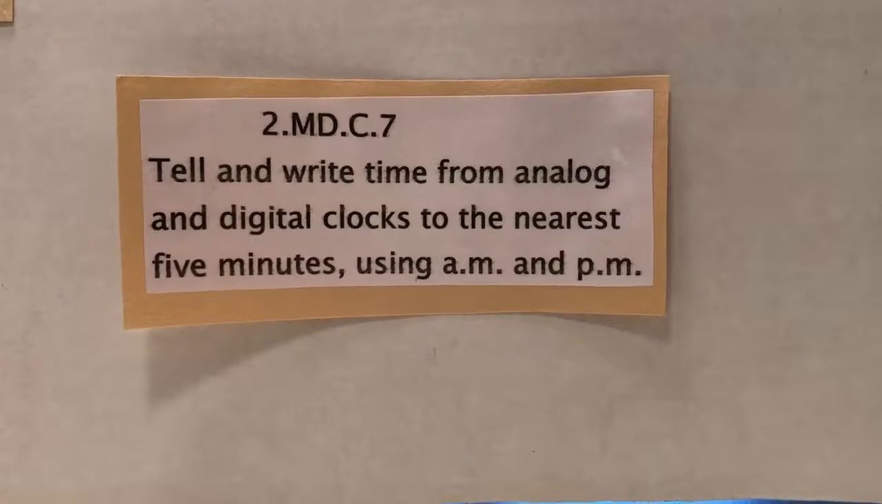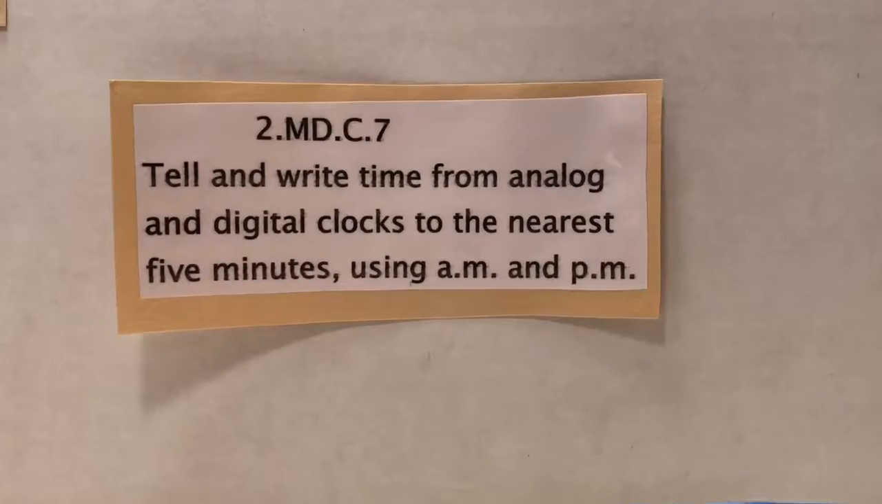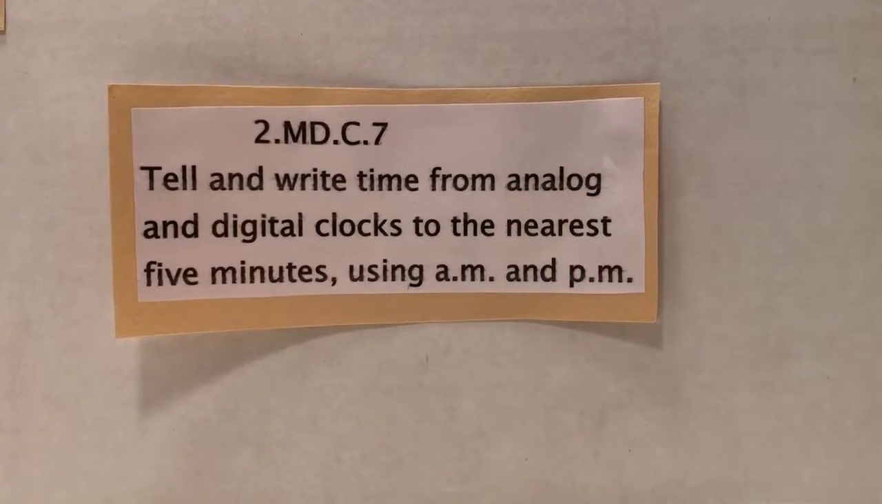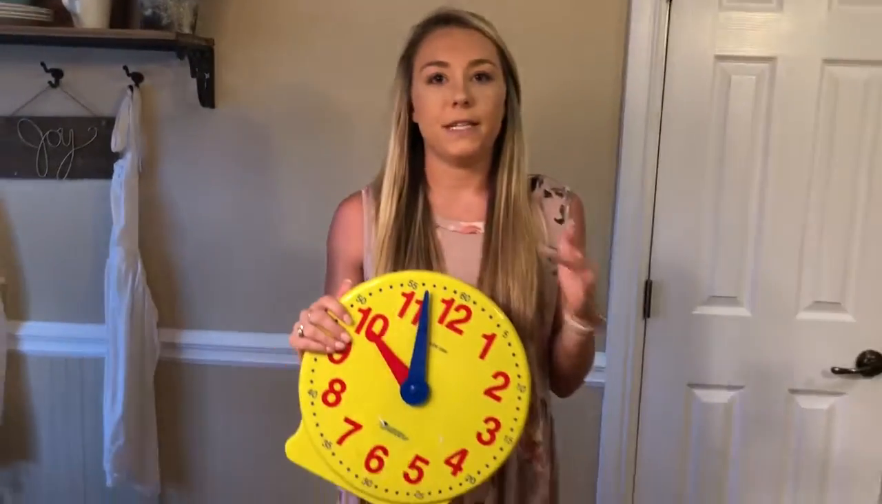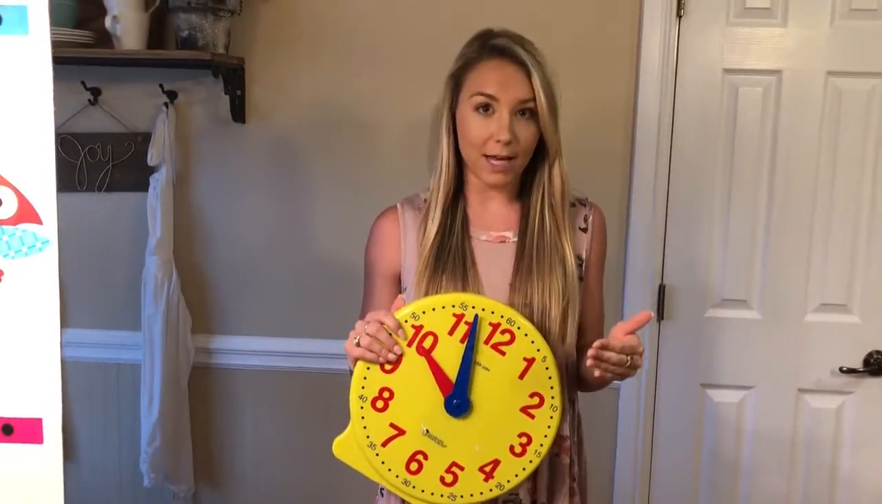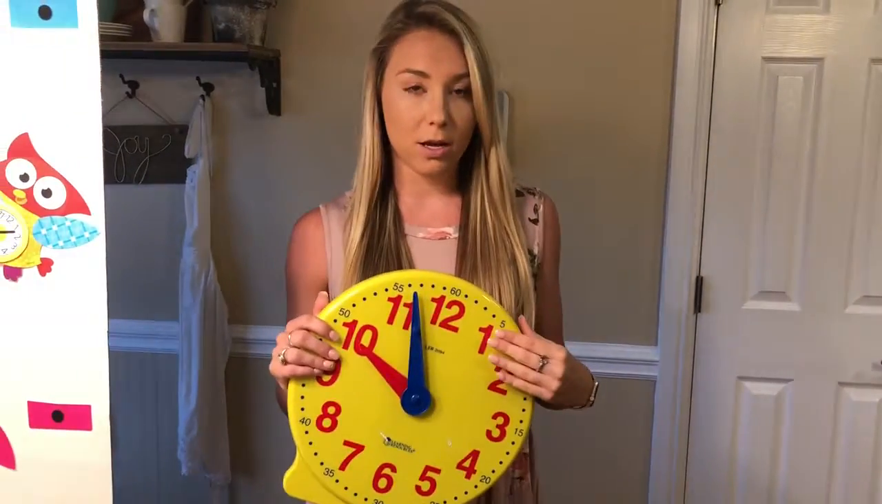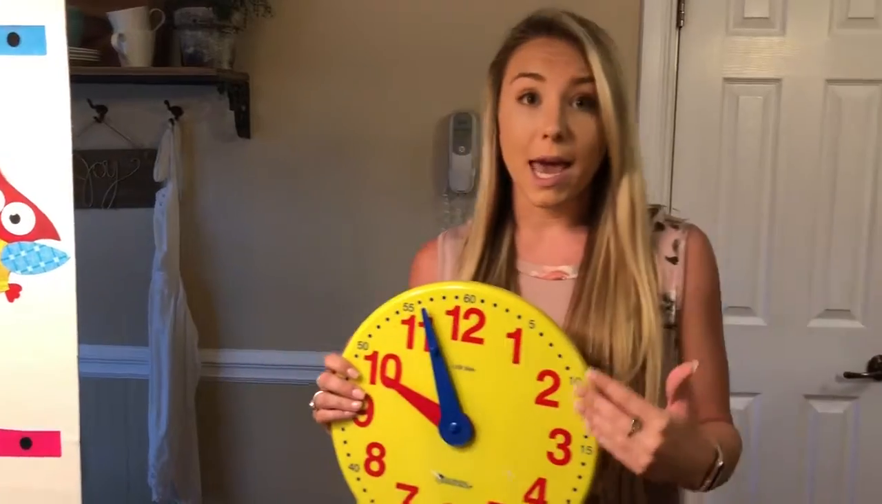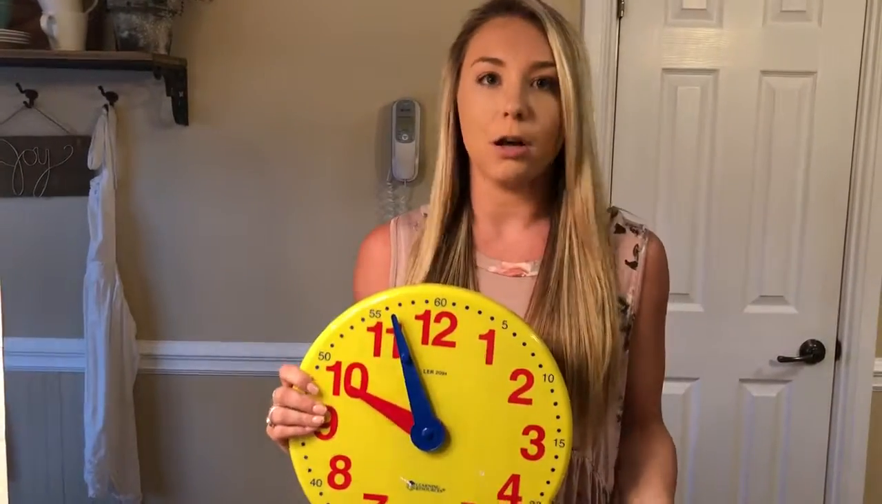The second grade standard is tell and write time from analog and digital clocks to the nearest 5 minutes using AM and PM. So the way that I would use manipulatives to teach this standard to a second grade classroom would be to use the Judy clock. And so the first thing that I would do with the Judy clock is explain how to tell time on the clock.